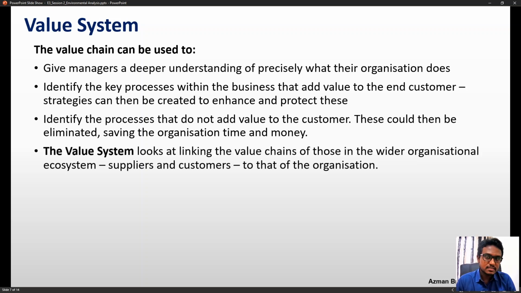Now, the value system looks at linking the value chains of those in the wider organizational ecosystem, that is your downstream and upstream, your supply and the customer side, to that of the organization.